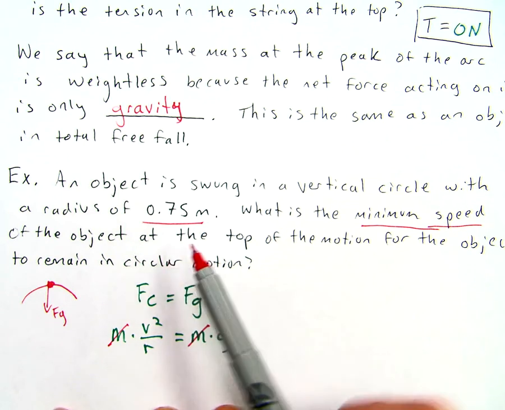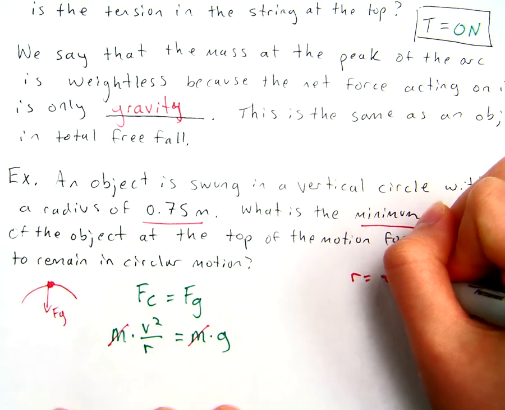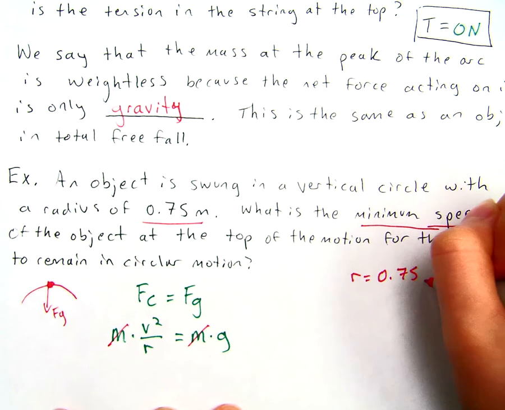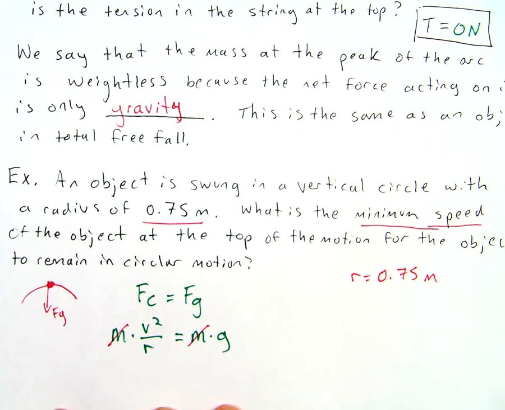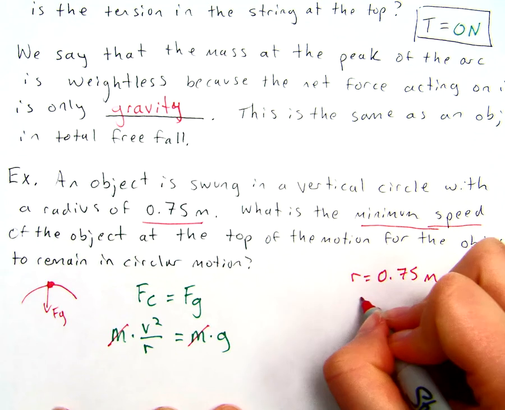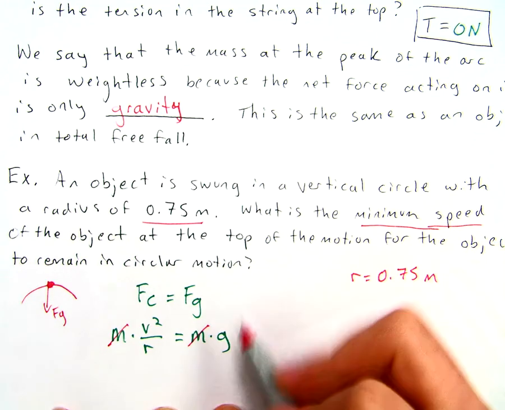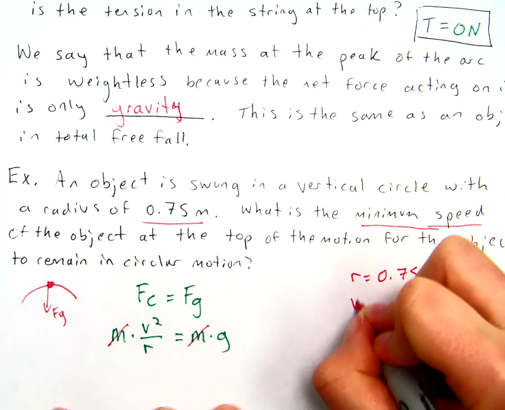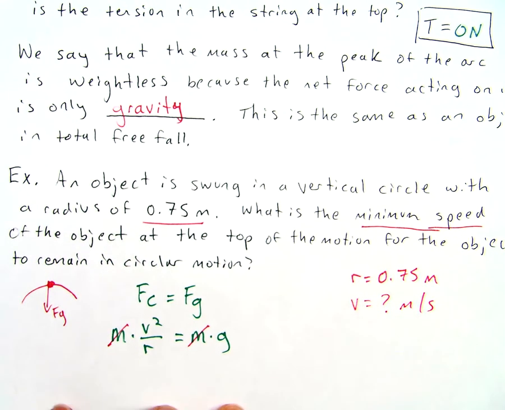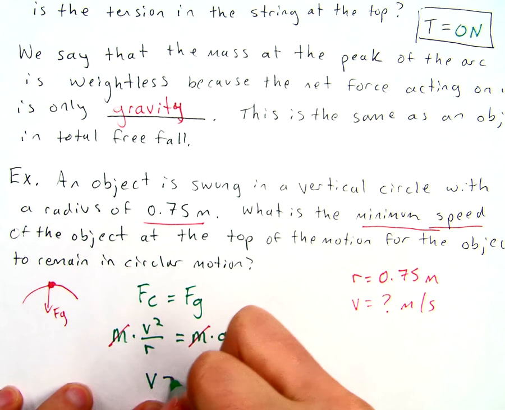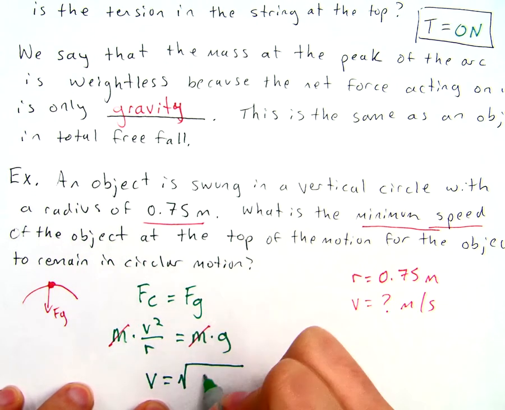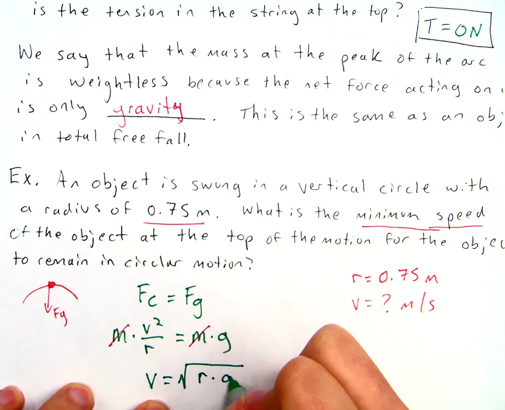So if you're thinking, well, yeah, they only gave us the radius, how could we possibly figure out this problem without any more information? Well, we can, and that's the beauty of it. So we know our radius is 0.75 meters. We know what g is by default, and we're just looking for a velocity. So we have to rearrange this problem. I'm going to do it in one quick step and then explain it. So if we rearrange this, we should get v is equal to the square root of r times g.